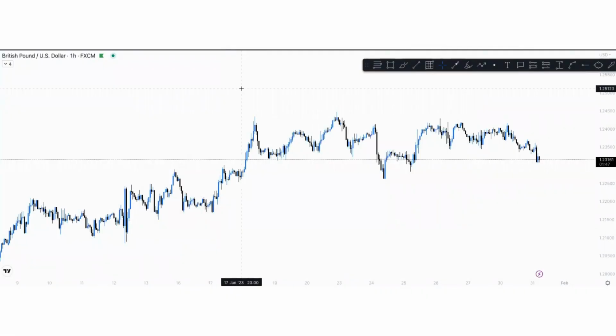Today we'll be discussing how to determine bullish order blocks or bullish order flow. So let's get started.